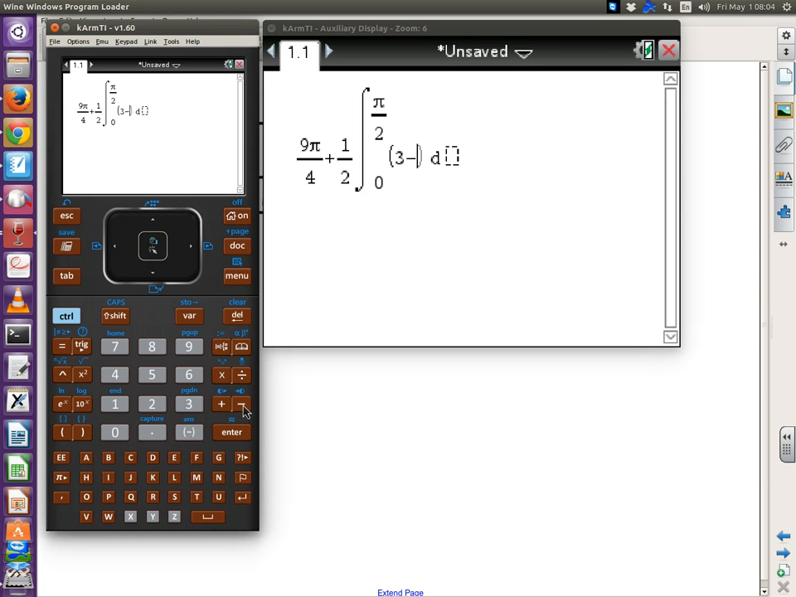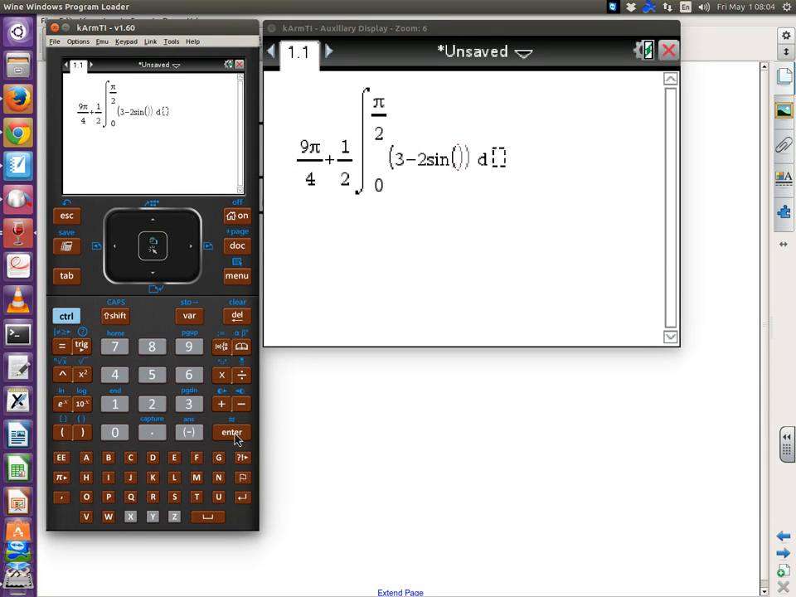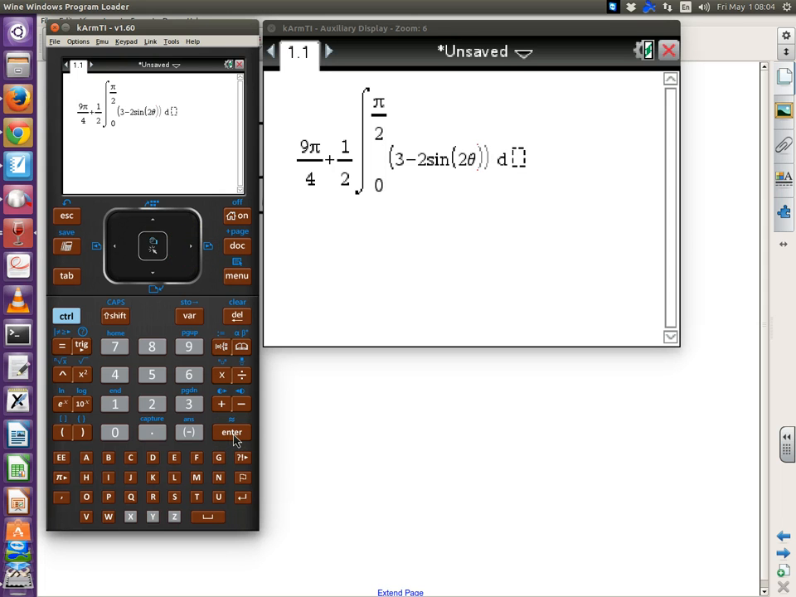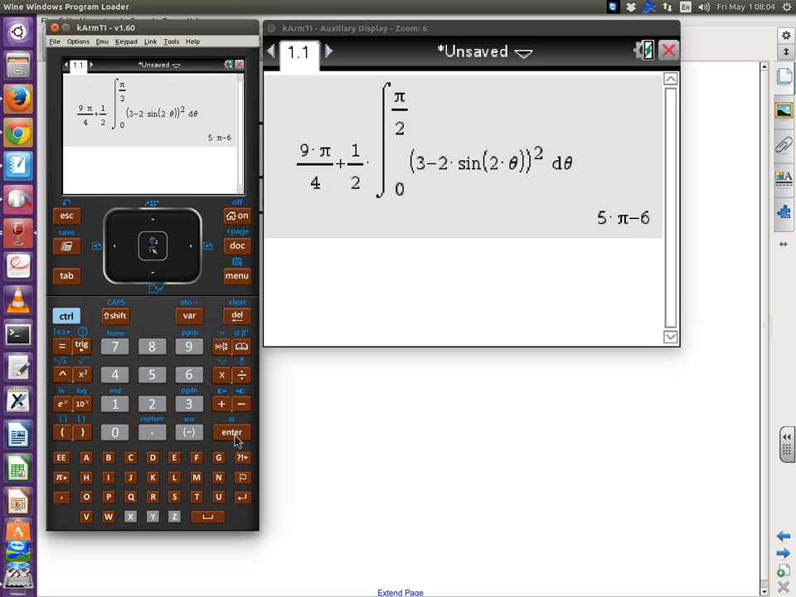This takes too long just to type. That's all, minus 2 sine 2 theta. Where's theta? Down here. Close the sine. Close what you're squaring. Square it with respect to theta. Well, that's an exact answer, but they gave me a decimal here.